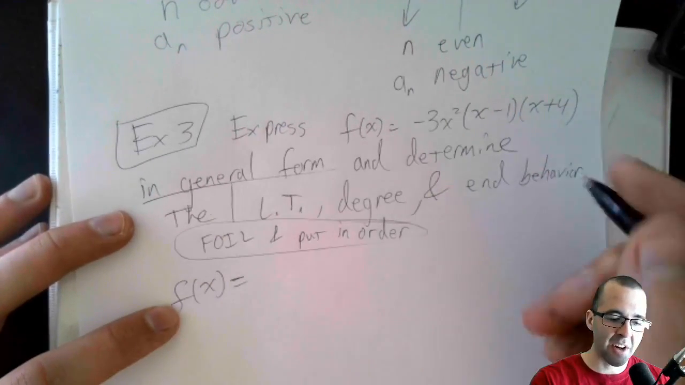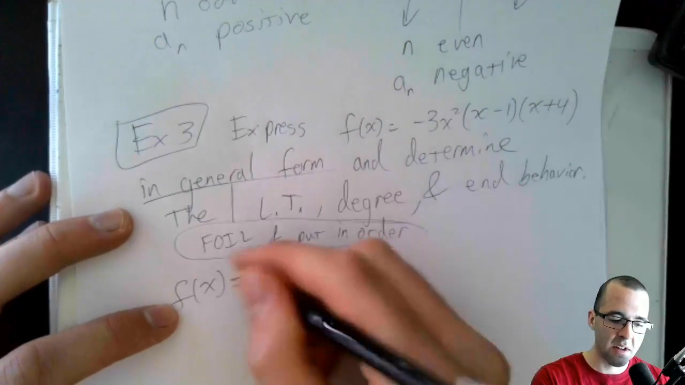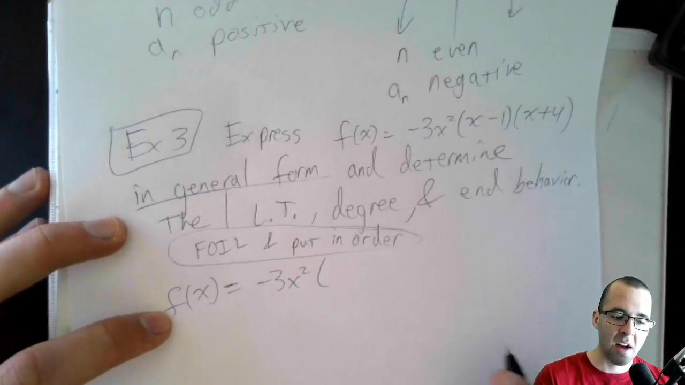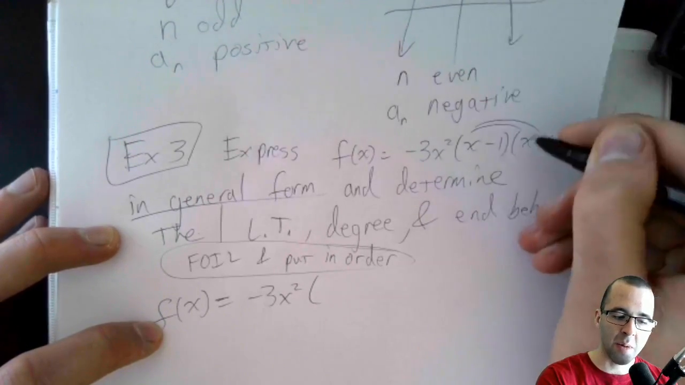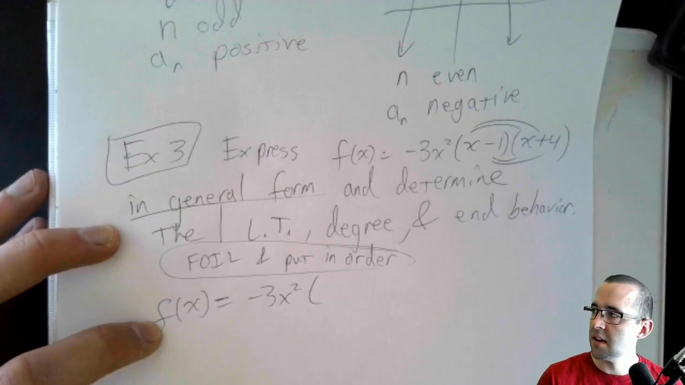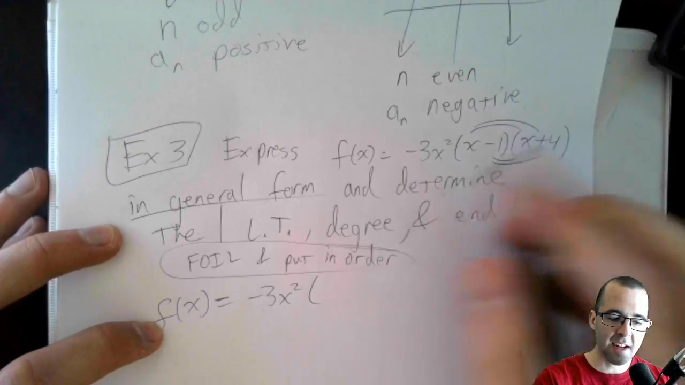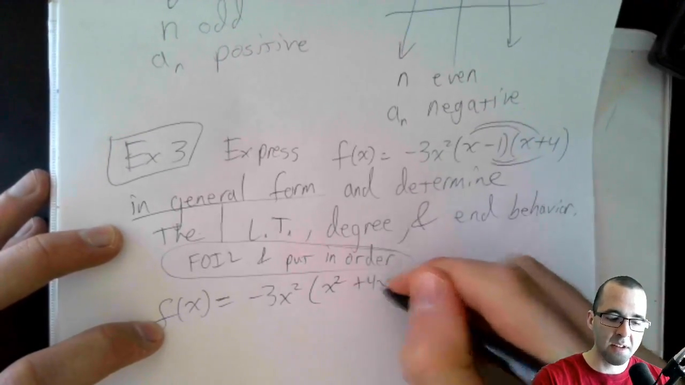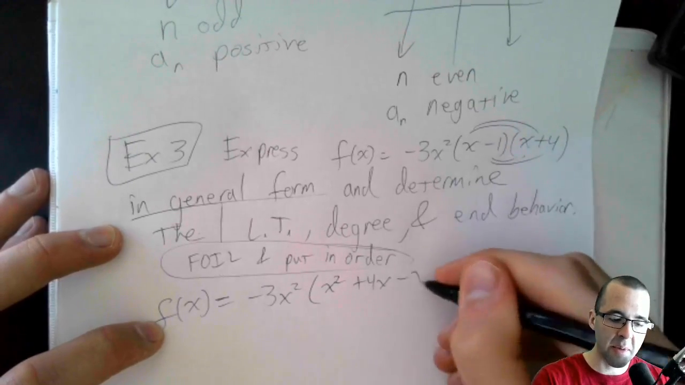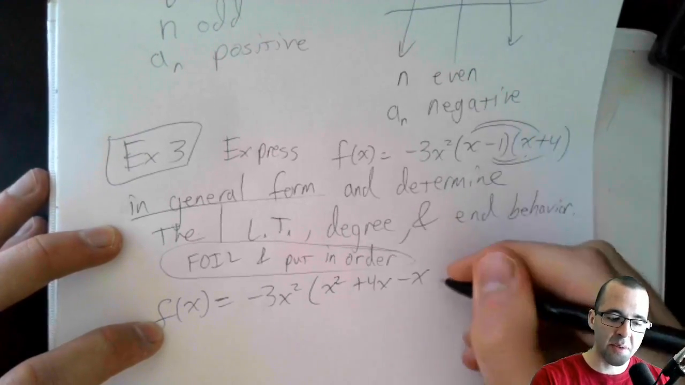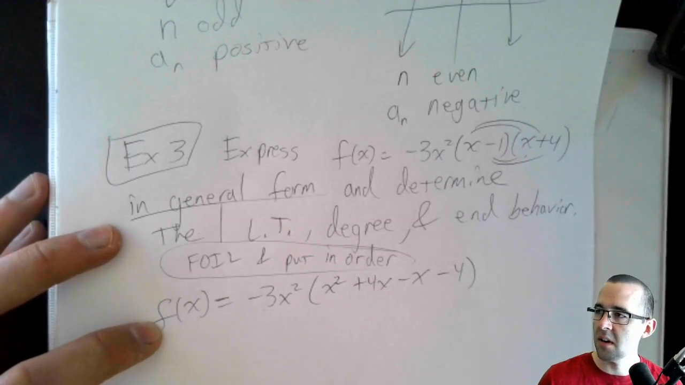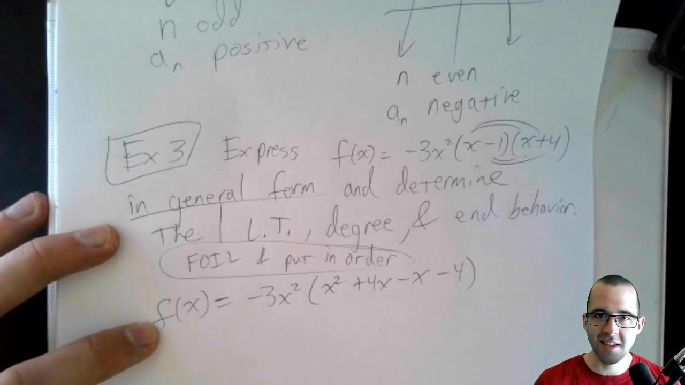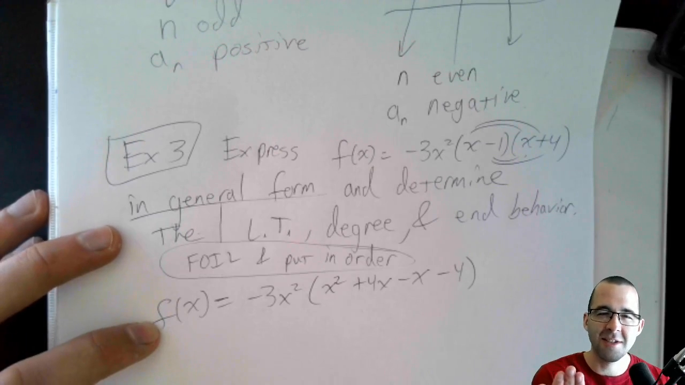So what do we have here? Let's FOIL first. Let's keep that negative 3x squared well behaved. And then let's FOIL these binomials. Okay, x times x is x squared. X times 4 is 4x. Negative 1 times x is minus x. Negative 1 times 4 is minus 4. And now we have two options. Choices. Don't you appreciate the freedom that a math class gives you?